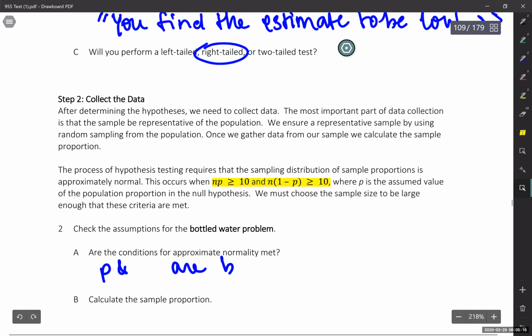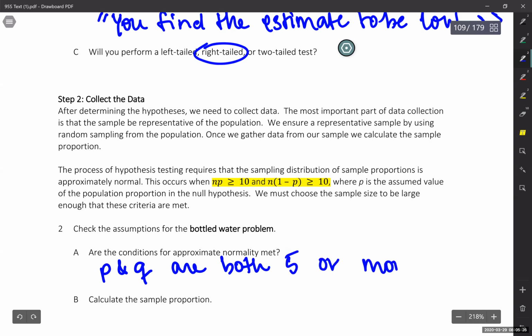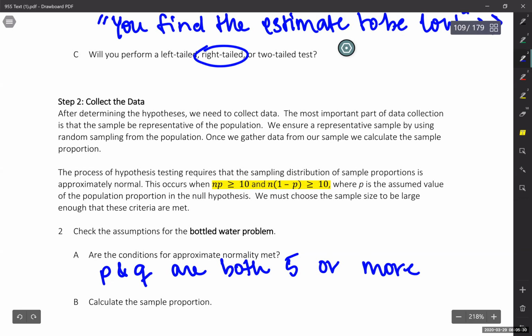P and Q are both 5 or more. Okay, how do I know this? Well, we were given P in the problem.